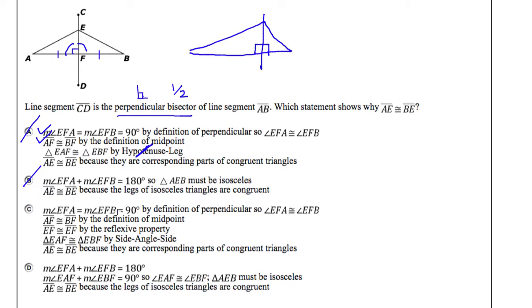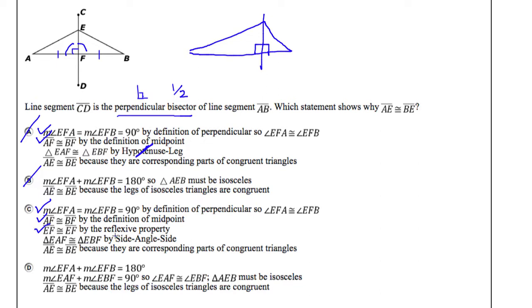EFA and EFB equals 90 degrees, and that's because they're perpendicular, and those angles are the same. Yes, if they're both 90 degrees, they are indeed the same. That's a lot of information, but good. Definition of midpoint, we talked about that up here. Reflexive property, EF and EF are the same. So far, so good. Side angle side.